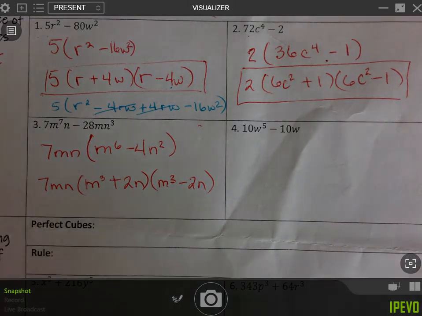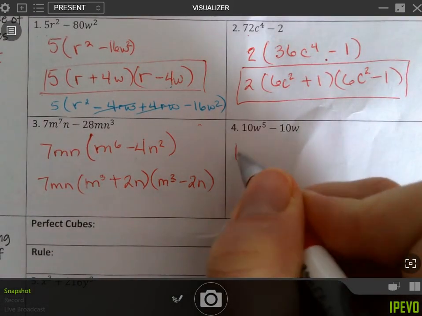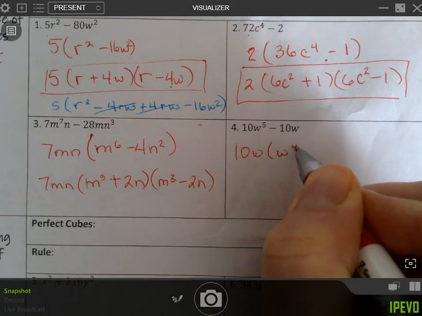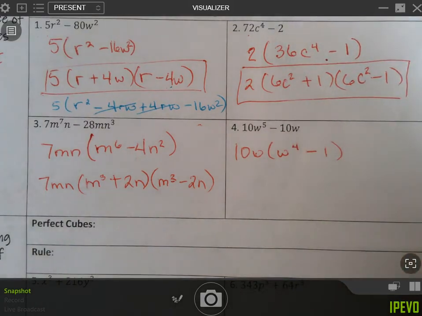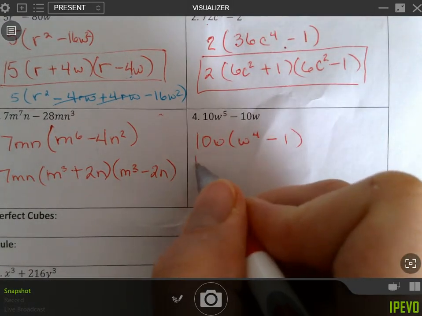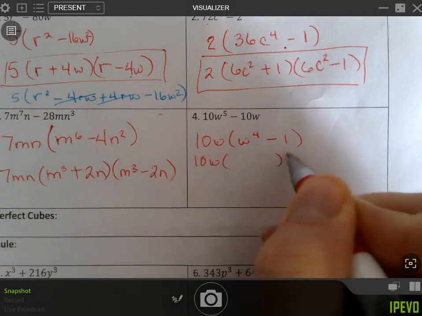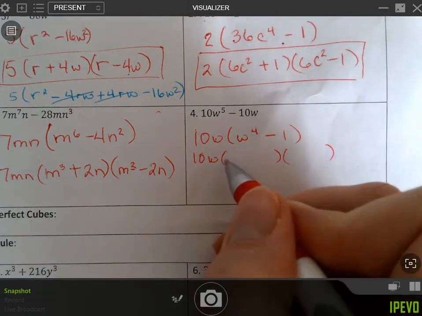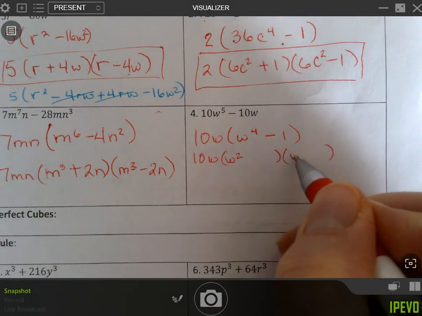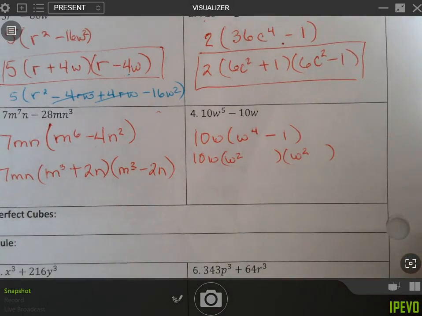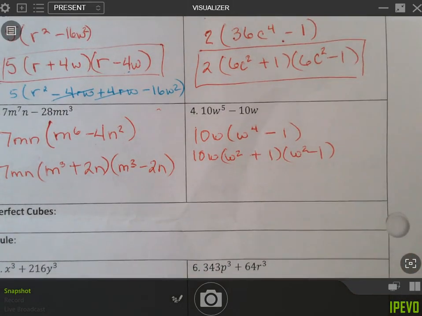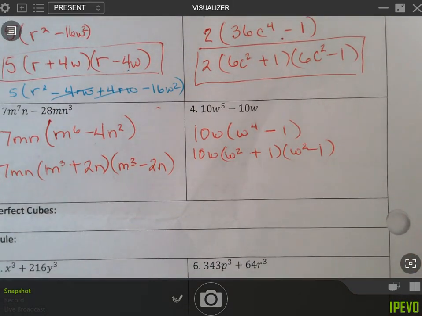All right, let's talk about this. I'm going with a GCF of 10w. How about you? Do we agree? Yep. So w to the 4th minus 1. All right, so I've got this 10w. How did you deal with this? What do we have? w squared, and then what? Plus 1 minus 1. Okay, I would mark this wrong. Why? You tell me. It's not fully factored.